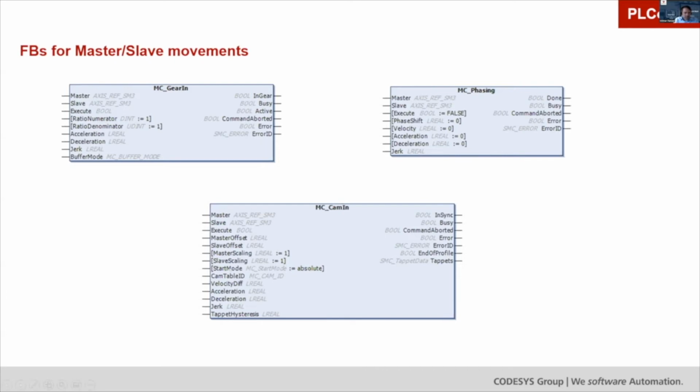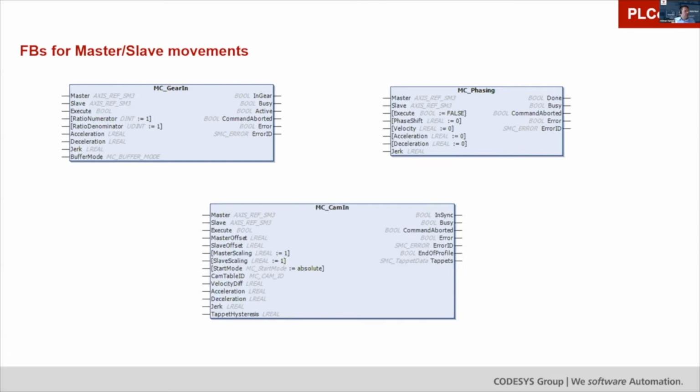It starts a cam table on a slave, depending on the master. For the ramping in phase, you have several parameters again here, and you can also define an offset of master and slave and a scaling here, and some start modes. So these are parameters for this function block, and then it realizes this movement of the slave depending on this cam table and the master movement. Okay, so this is about the PLCopen function blocks that I wanted to show you.